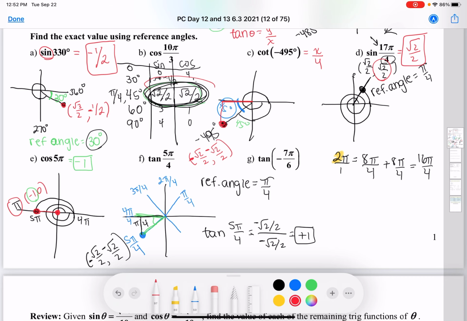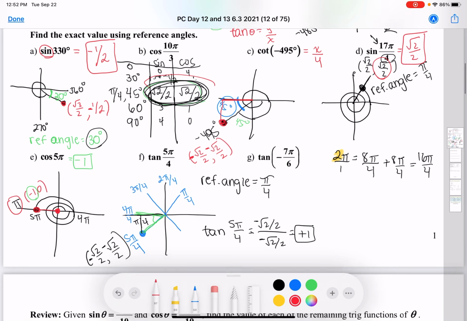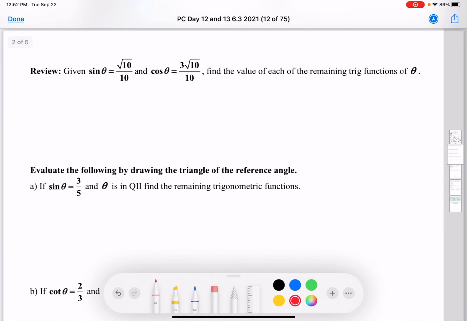Okay guys, so there are the examples we did not do in class. There is a review example at the bottom of your page also that we did not get to. For this one, I'm not going to work it all the way through, but I do recommend that you try it. And so you're given sine and cosine, and I'll just set you up here. So given sine and cosine, find the value of each of the remaining trig functions.